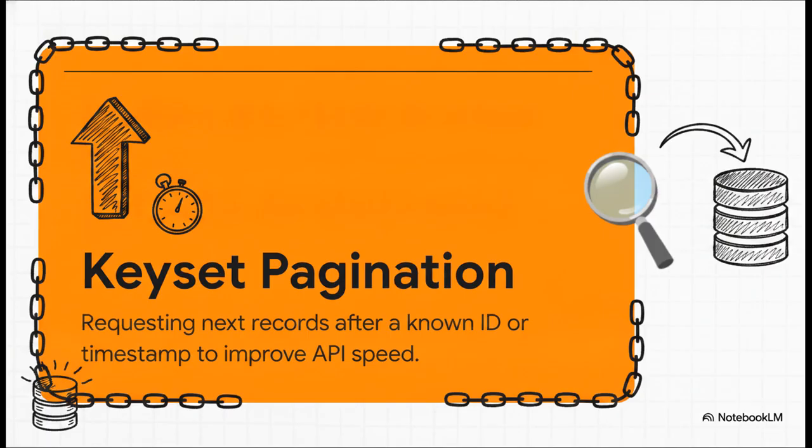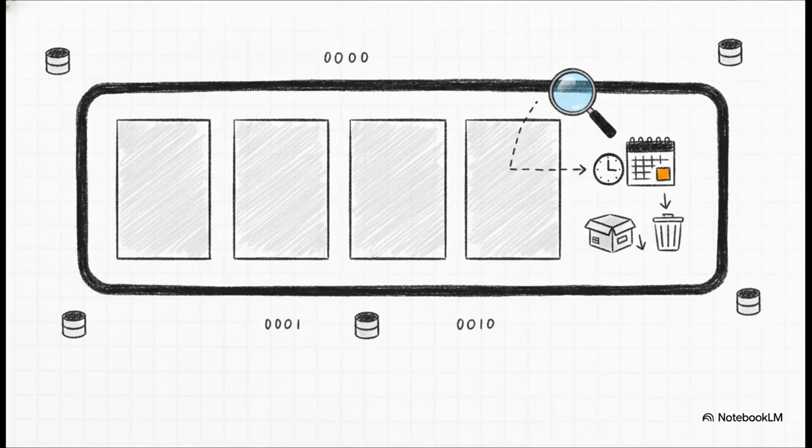Let's start with keyset pagination. Traditional offset pagination, where you basically tell the database to skip 10,000 rows just to give you the next 50, fails miserably at scale. The database still has to scan and skip all those rows, which just wastes time and CPU. Keyset pagination, on the other hand, asks for the next records after a known ID or timestamp. For massive, endless data sets, like audit logs or transaction histories, keyset pagination is absolutely essential for keeping your APIs fast.